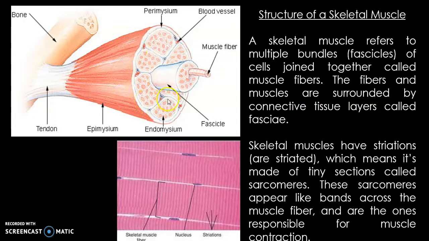So basically it goes: the smallest structure, muscle fiber, together they make up a fascicle, and a group of fascicles makes up an entire muscle.